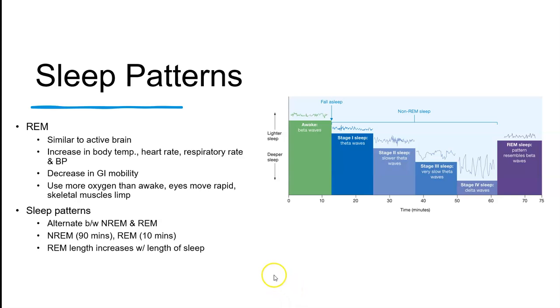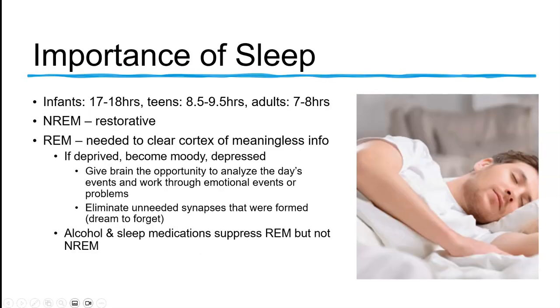So we have sleep patterns that alternate between REM and non-REM, with non-REM taking up about 90 minutes and REM sleep about 10 minutes throughout a 100-minute sleep pattern. Now, your REM length increases if you stay asleep longer.